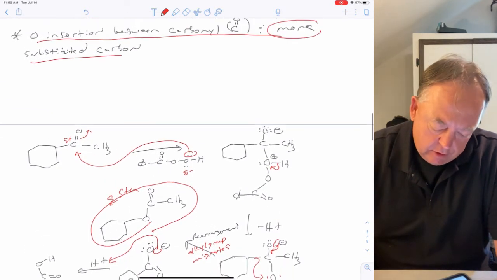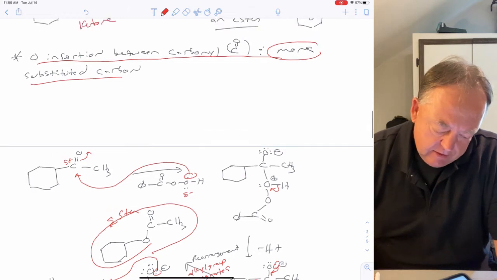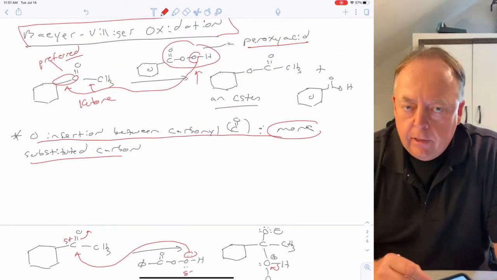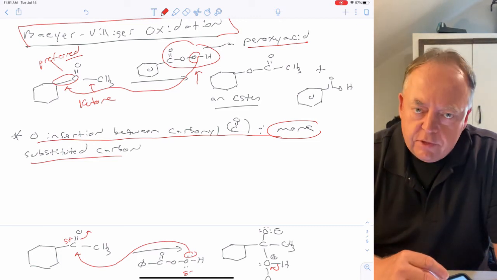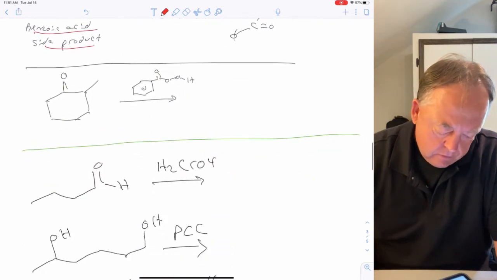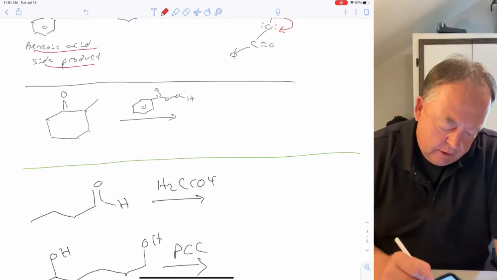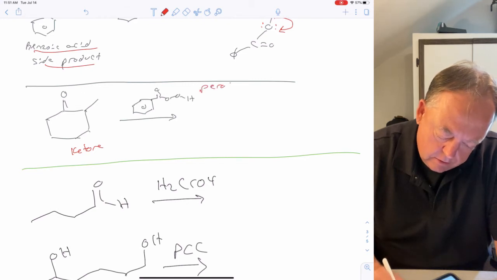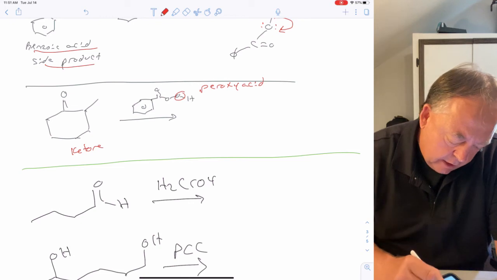If you see a ketone with a peroxy acid, then just take that oxygen and stick it between the carbon-oxygen double bond and the more substituted carbon that's attached to it. Okay, so last example here. So we have a ketone, we have a peroxy acid. So this oxygen needs to go either between these two carbons or between those two carbons.